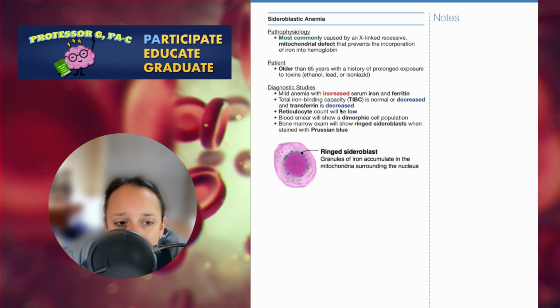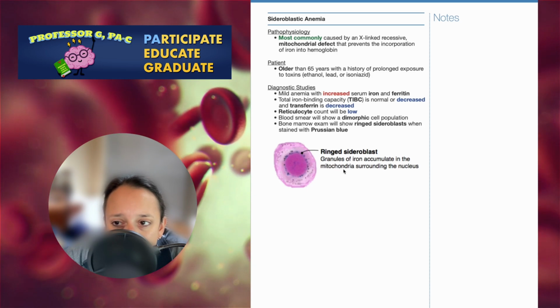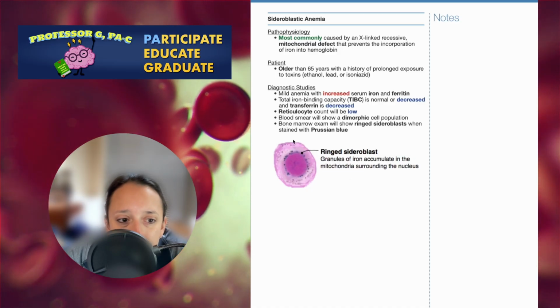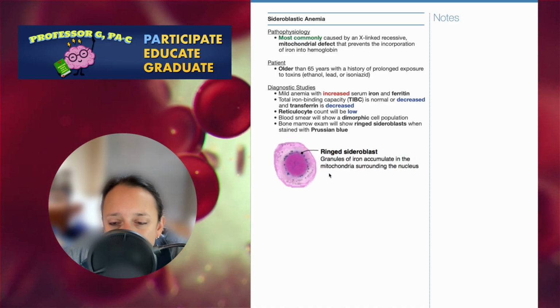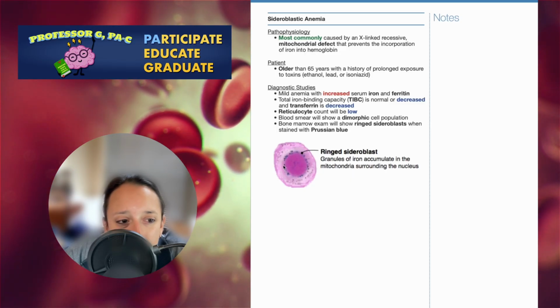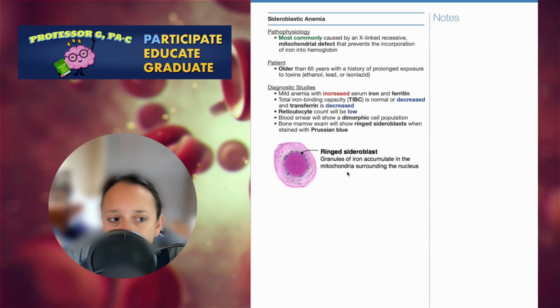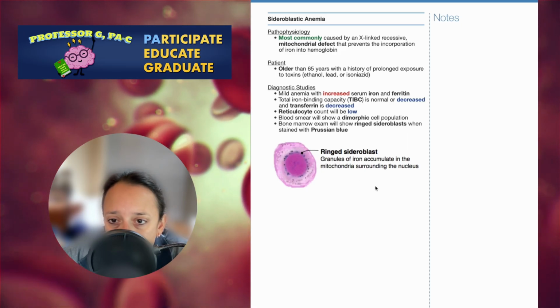So you look at bone marrow samples, and you'll see the bone marrow sample stained with the Prussian blue. You'll see the ringed sideroblasts, and these are basically red cell precursors with iron granules encircling the nucleus. So there's iron all around there, and this is really a defining feature of sideroblastic anemia.